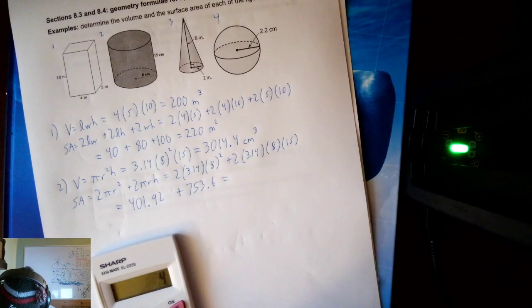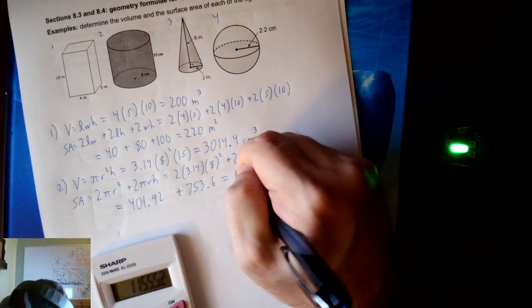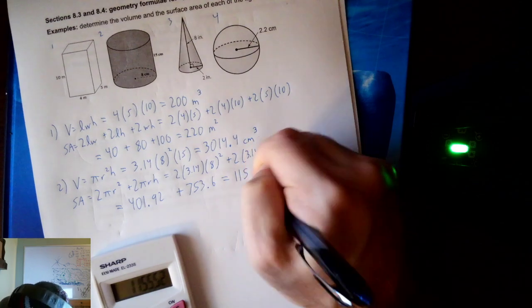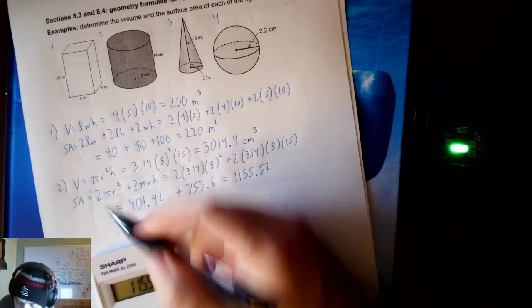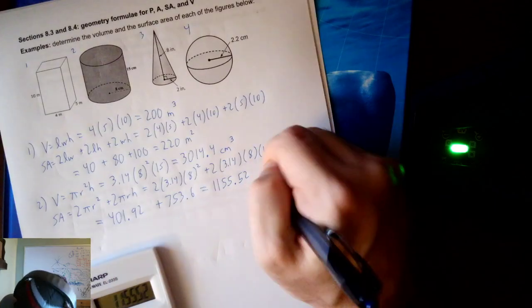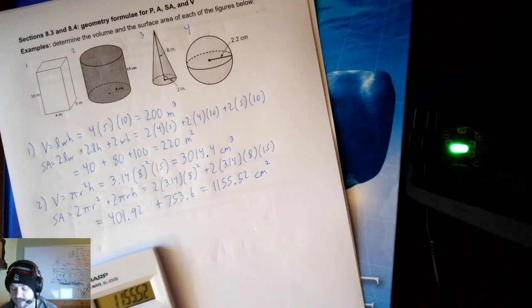Plus 401.92 gives me 1155.52, and it's surface area. It's surface area, so it'll be centimeters squared. Square units for surface area.